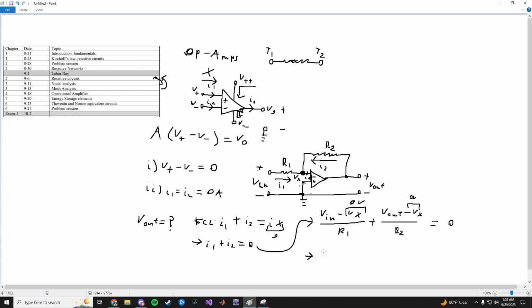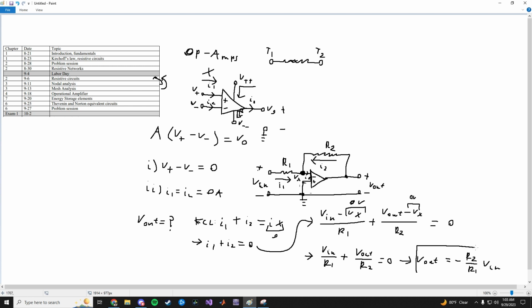Now the equation becomes Vn over R1 plus Vout over R2 equals 0. Using some simple algebra, we see that Vout equals negative R2 over R1 times Vn.